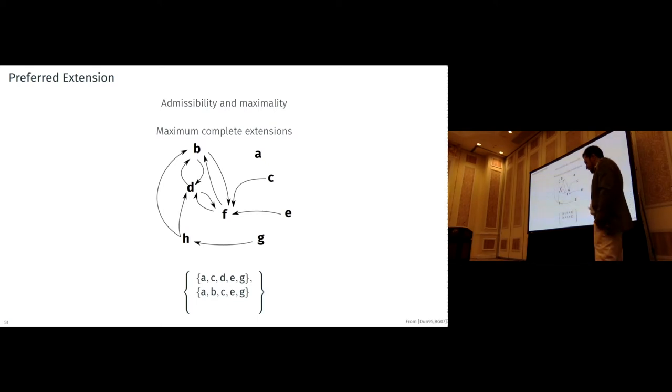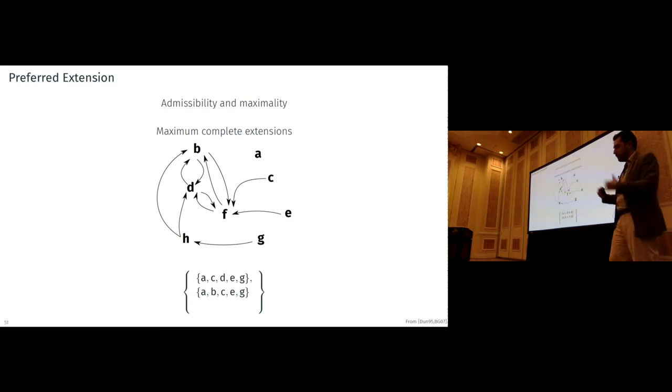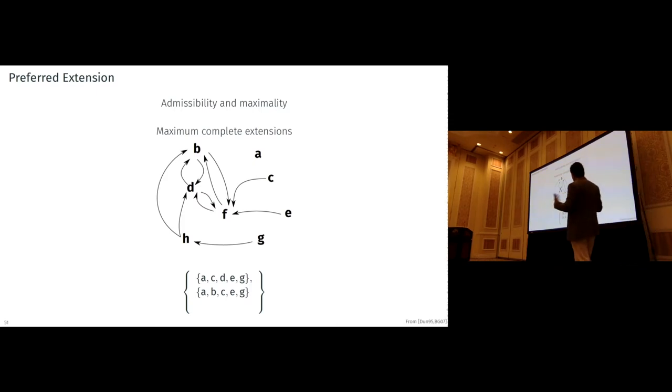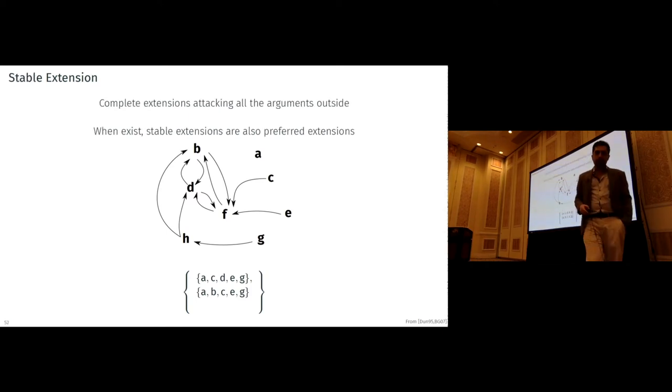Indeed, this requirement for maximality is introduced with the preferred extensions, and the preferred extensions coming from the complete extensions are the complete extensions that are maximal. So that's with respect to set inclusion, which means that you cannot have one be a subset of another. And if you remember before, there was one here that has been removed.